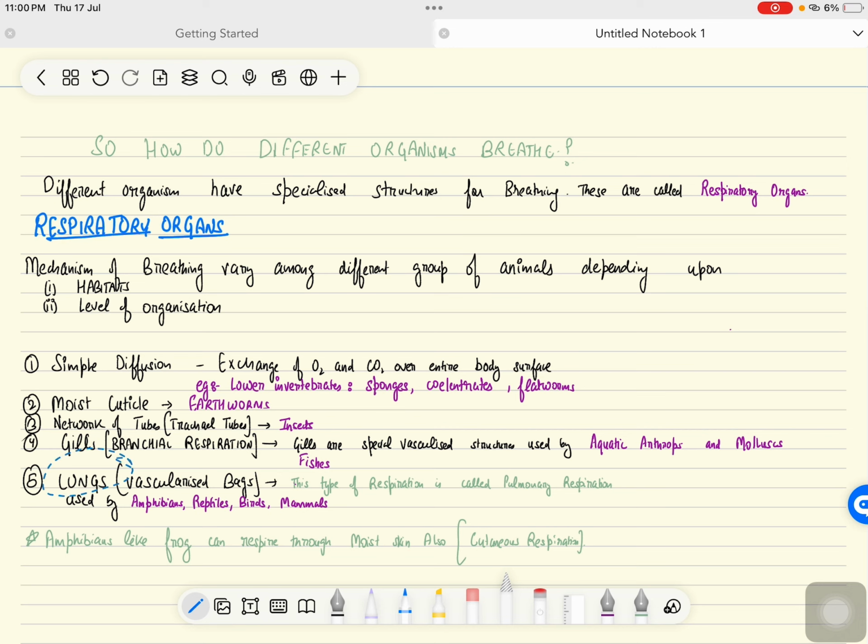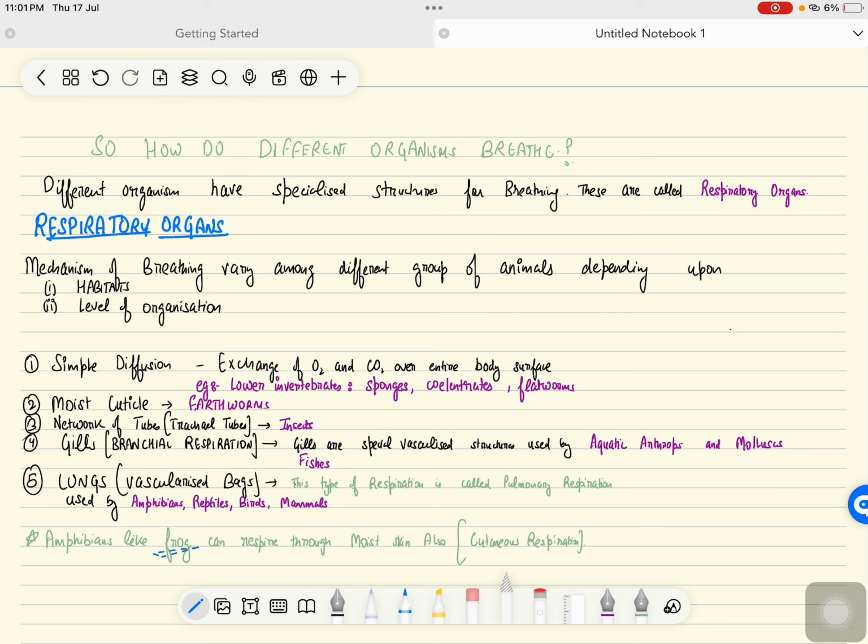Finally, we have lungs. Lungs are vascularized bags. This type of respiration is called pulmonary respiration, and respiration via lungs is used by amphibians, reptiles, birds and mammals. Amphibians like frogs can respire through moist skin also. This process is known as cutaneous respiration. So amphibians like frogs have two types of respiration.